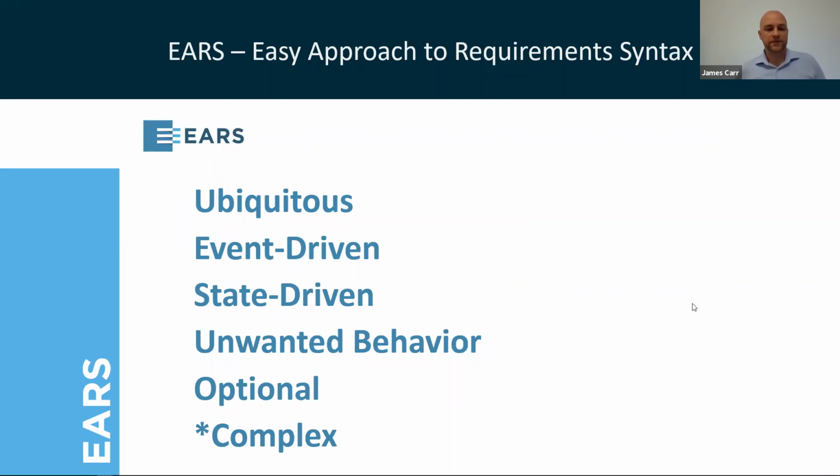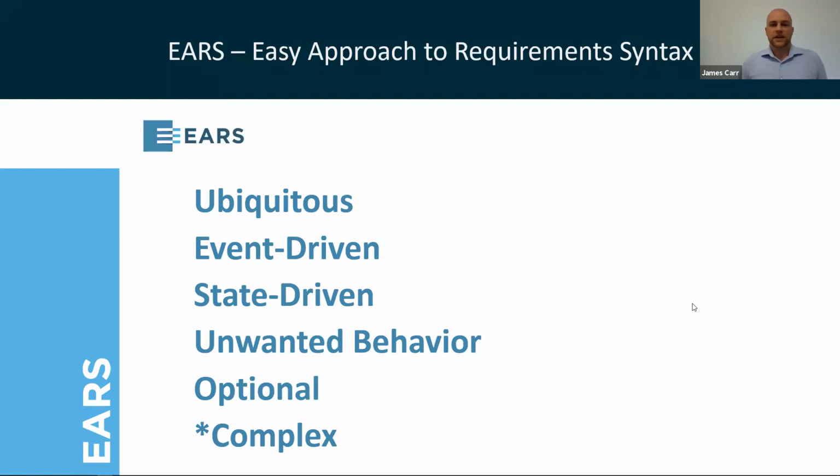So what are the 5 types? You see at the bottom there, we have complex, which is a mix of any of these different types of requirements, but I'll go through each of these and give examples. But you have ubiquitous requirements, which are true all the time. Event-driven, which is when something happens, how you want the system to respond. State-driven, which is what's happening while the system is in a particular state.